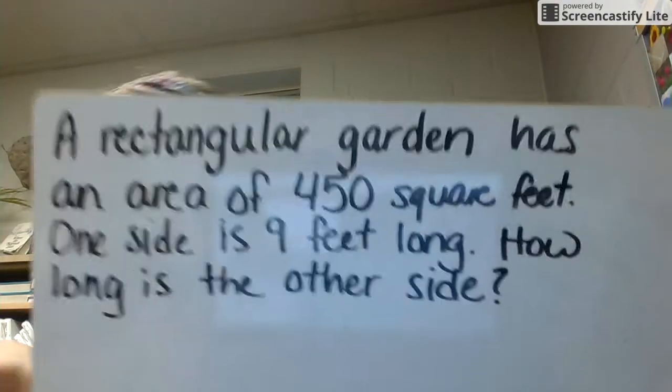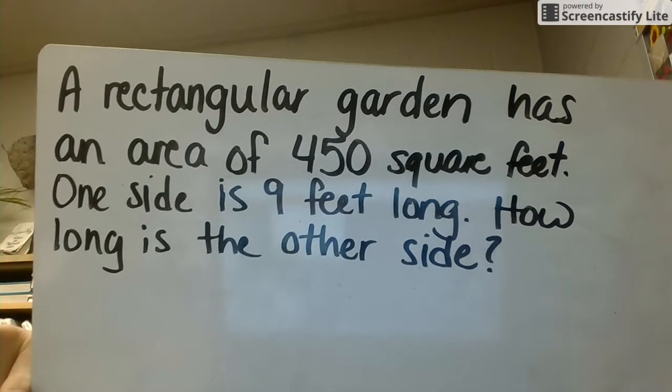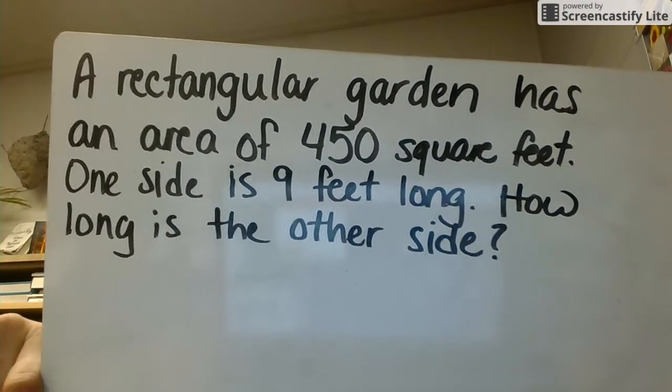Our math message today is: a rectangular garden has an area of 450 square feet. One side is 9 feet long. How long is the other side? Guys, you've been waiting like 5 months for me to talk to you about these questions because they're always on your morning work. If you've started to figure them out on your morning work, you're going to be in great shape today because we're finding missing lengths.